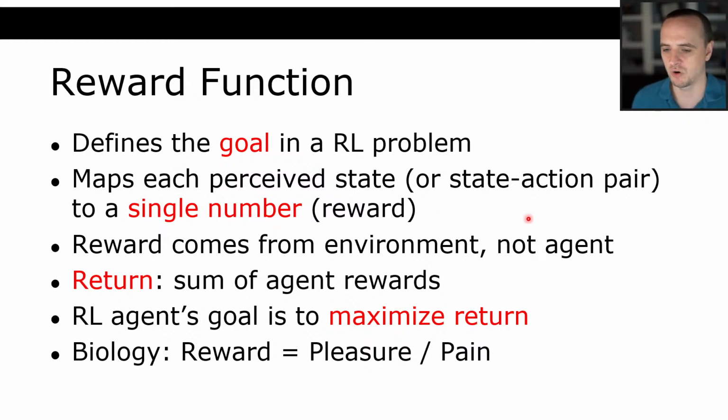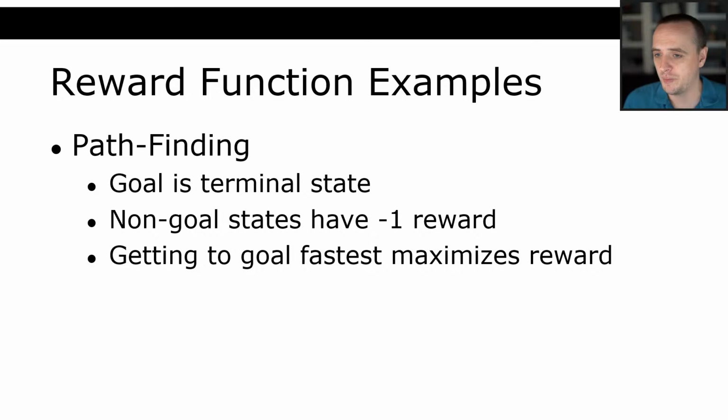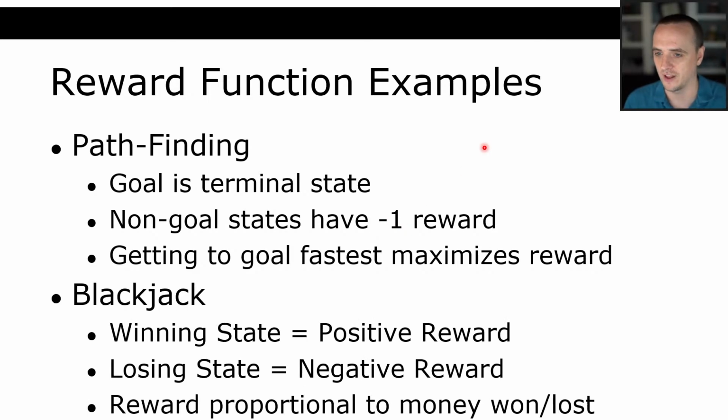So in biology, the reward is how pleasurable or how painful is a particular action at a given state. So here's some examples of that. If we want to do pathfinding, typically we are wanting to minimize the distance or minimizing the time that we travel. So the goal might be the terminal state, and non-goal states have a -1 reward. And so here, getting to the goal the fastest maximizes the reward. It maximizes the return, because the return of a particular path is the sum of the rewards of the path, and if we have -1s, then we want the shortest path. So that's what's going to happen.